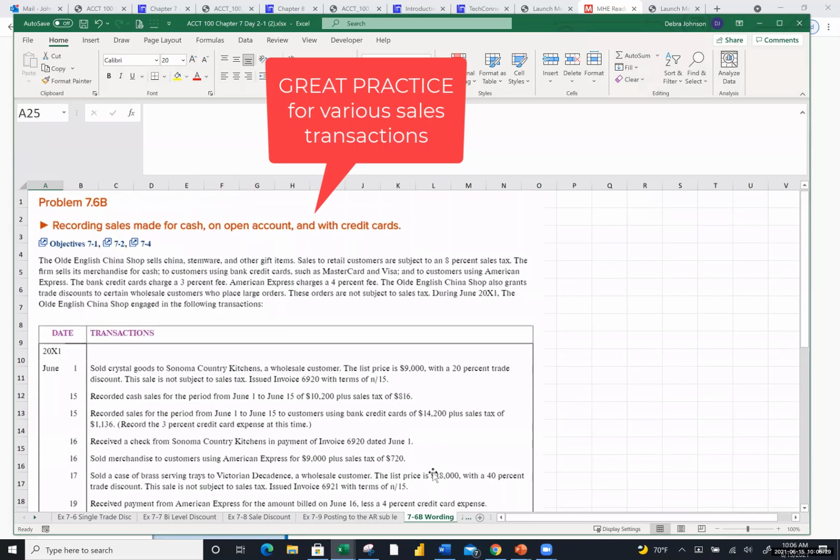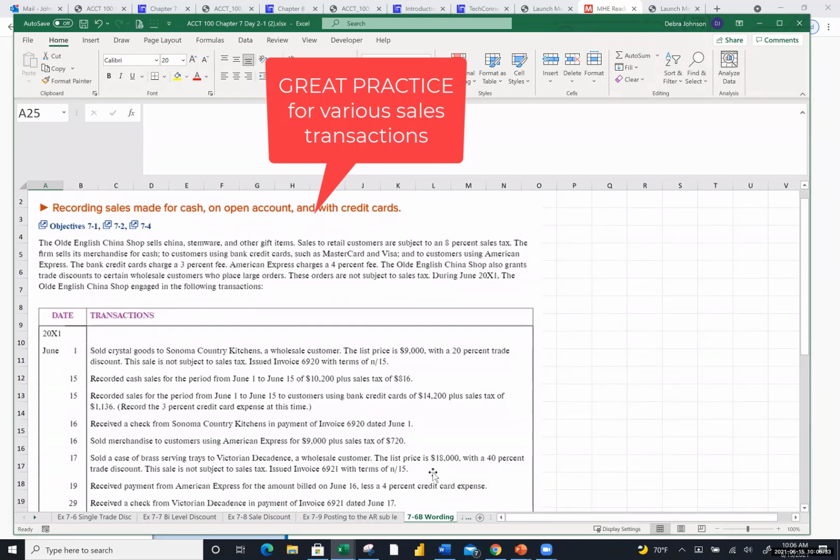So let's read through this. It says the Old English China Shop sells china, stemware, and other gift items.